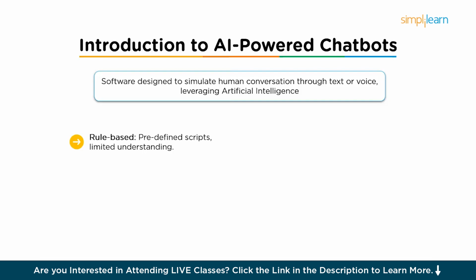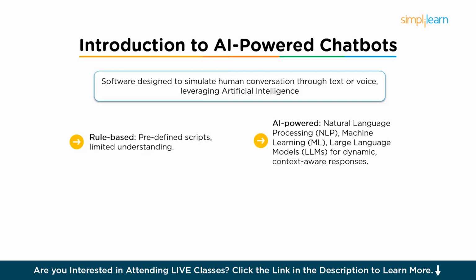Historically, many chatbots were rule-based. These operate on predefined scripts and have limited understanding. Think of them as an elaborate choose-your-own-adventure book. They can only respond to what they have been explicitly programmed for, following strict if-then rules. If you ask something outside their script, they often get stuck or say, I don't understand.